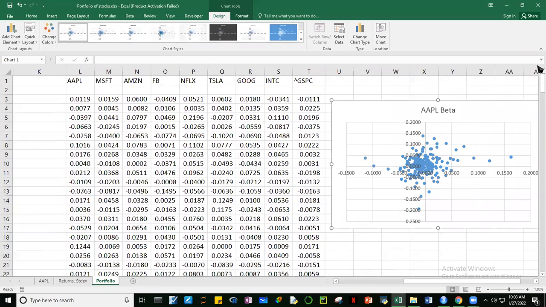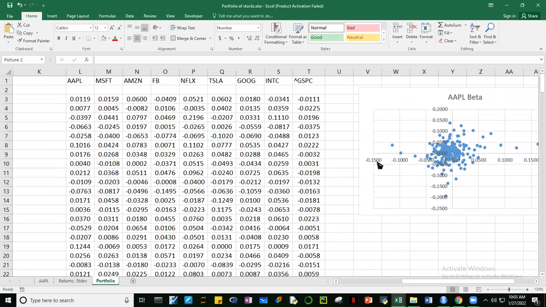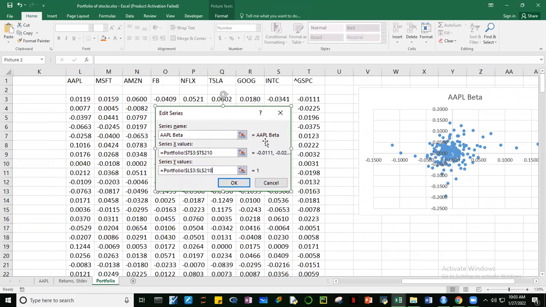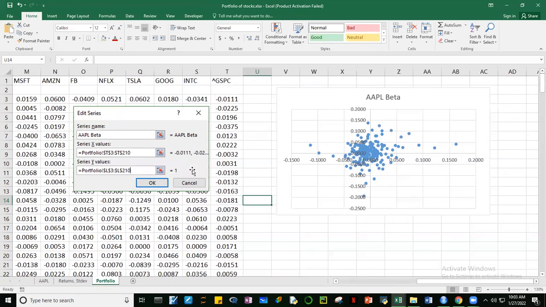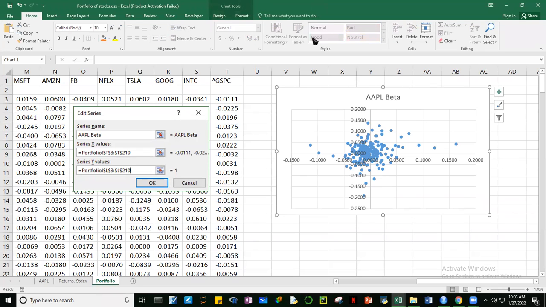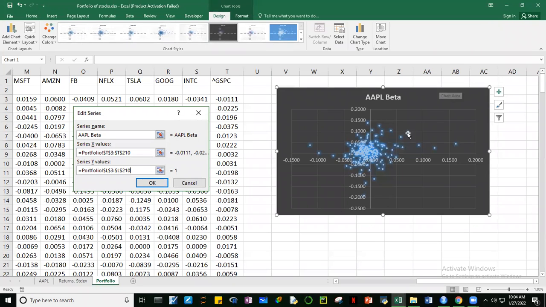Ito na yung plot natin. Ilagay ko lang dito yung ginamit natin na function just in case we're not able to. Okay, so ito yung Apple beta natin. Baguhin natin yung design para mas maganda. Pag naka-highlight kasi yung chart natin, automatically lalabas yung chart tools na to. Design, let's use this.